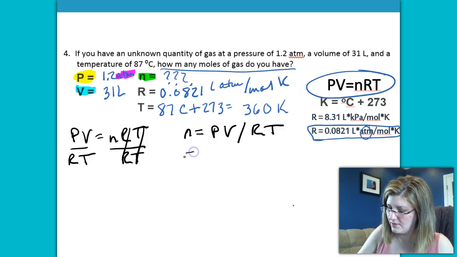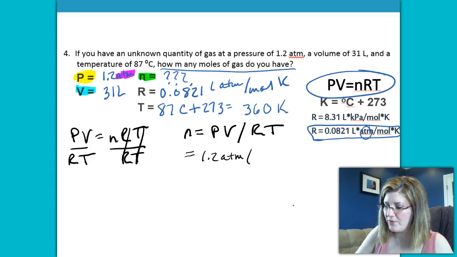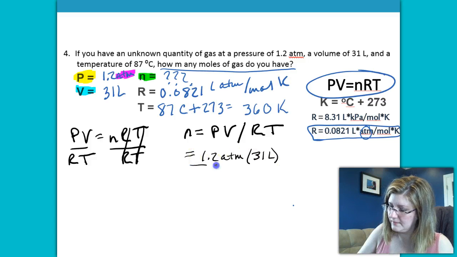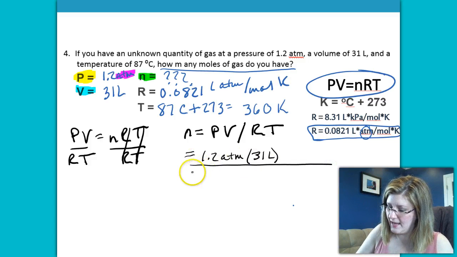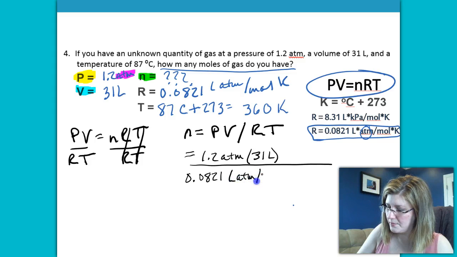Maybe if I change the thickness of my pen, that would help, huh? Pressure is going to be 1.2 atm. We're multiplying that by a volume of 31 liters. And then we're going to divide by that gas constant, 0.0821 liter atm per mole Kelvin. And those are units, okay? So we're multiplying there by our temperature, which is 360 K.